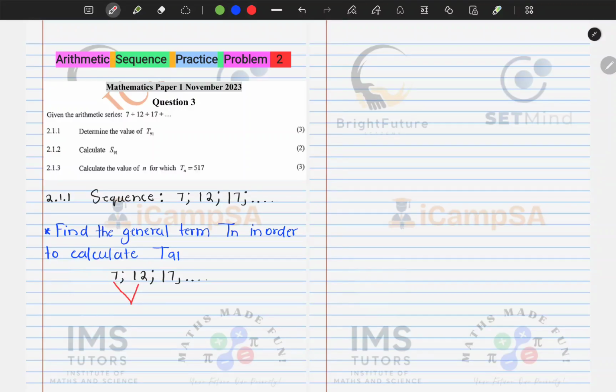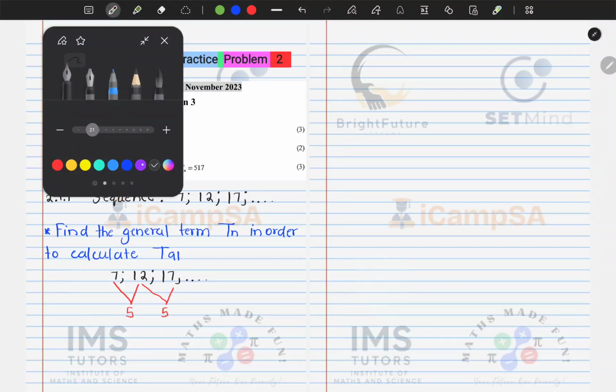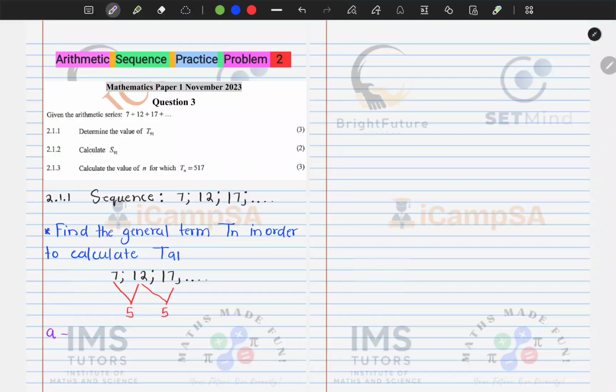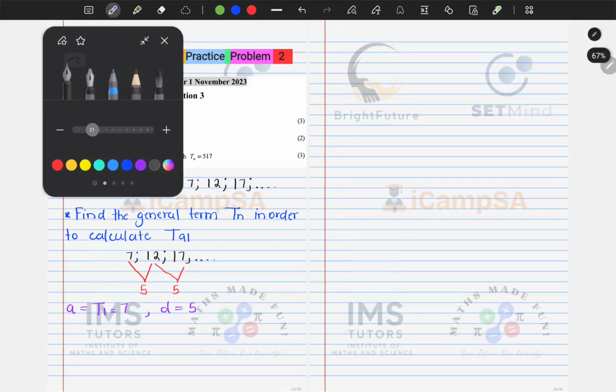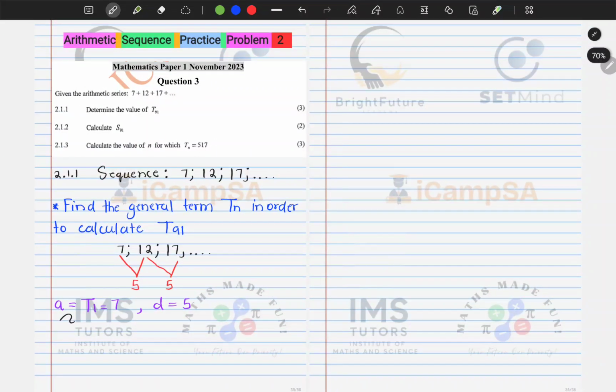12 minus 7, that will give us a 5. And then 17 minus 12, that will give us a 5. So what we can clearly see is that our first term, T1, which is always equal to a, is 7, and our difference is 5. So we can now go ahead and find what our Tn is.